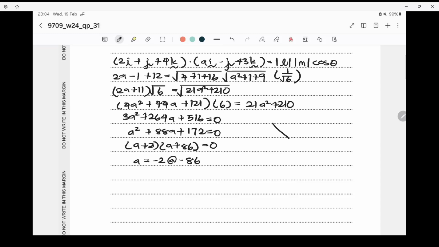So this part of the factorization, you can do it like this. So this is a plus 86, 2a. So you have something like that.